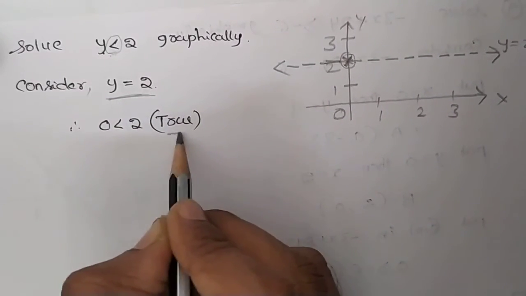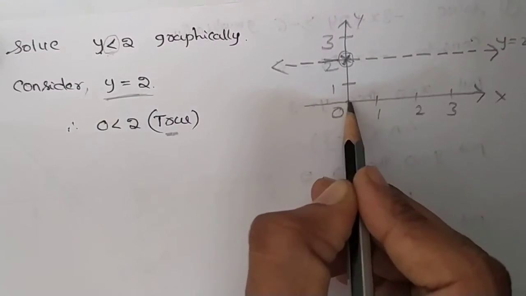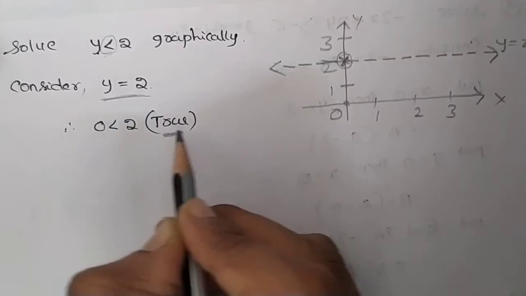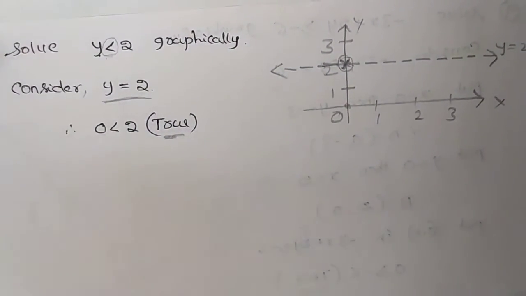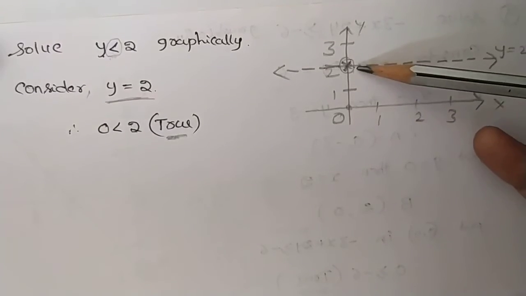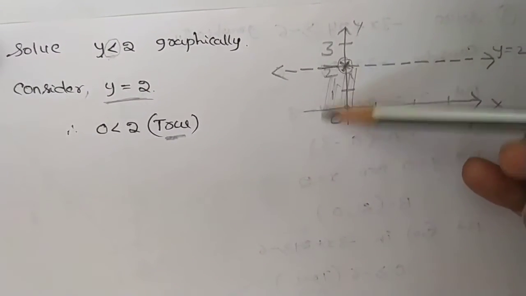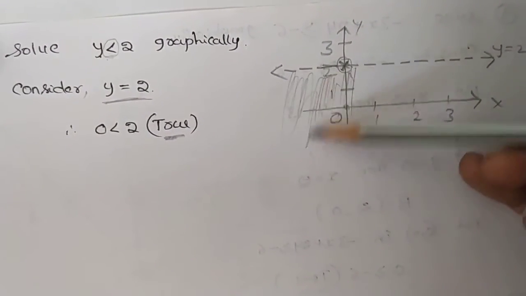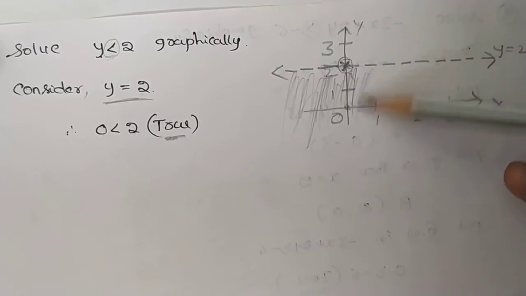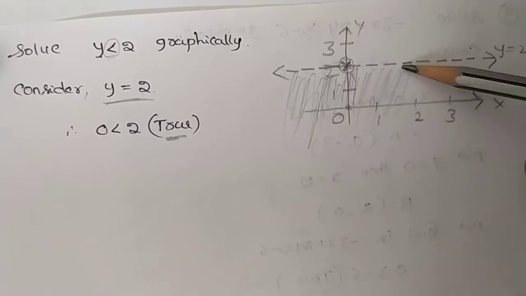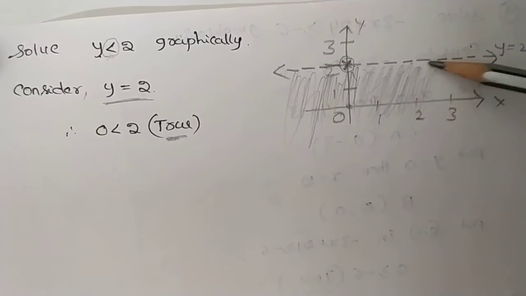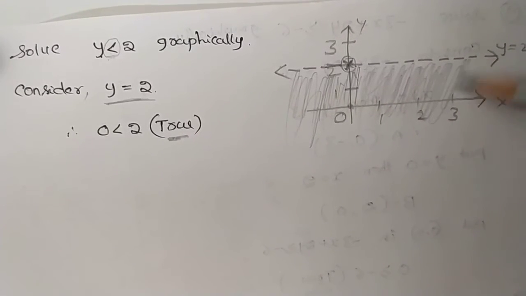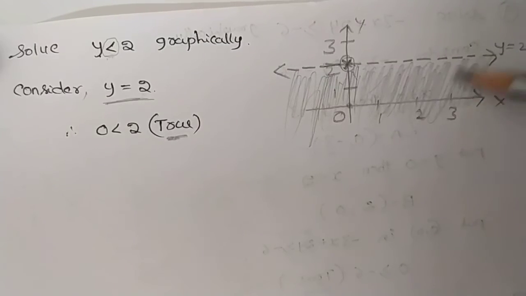Here the result is true. If it is true, we have to shade towards the origin. Shade towards the origin like this. Remember that the shading should not cross the line. I mean the lower half plane.